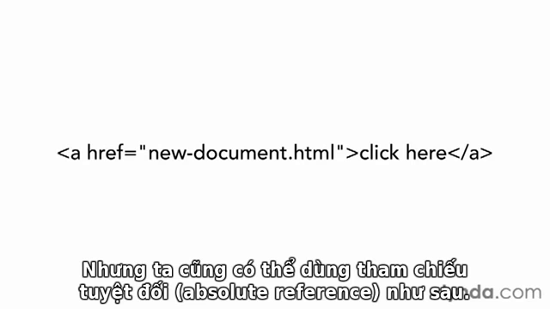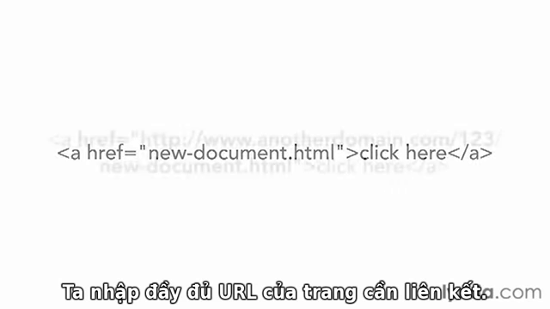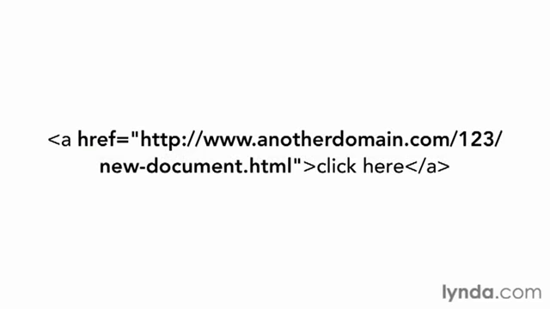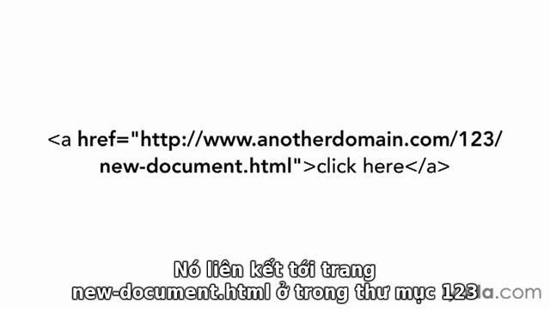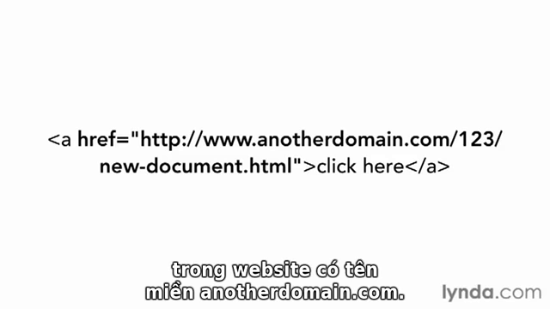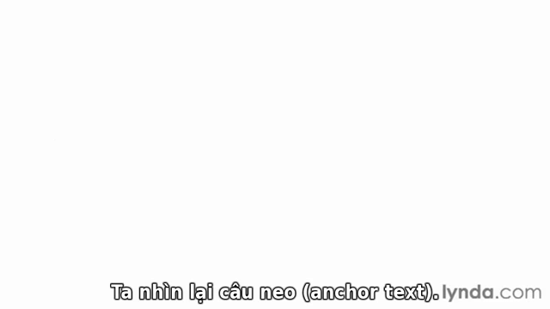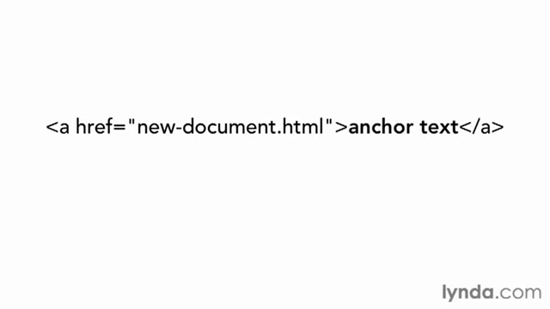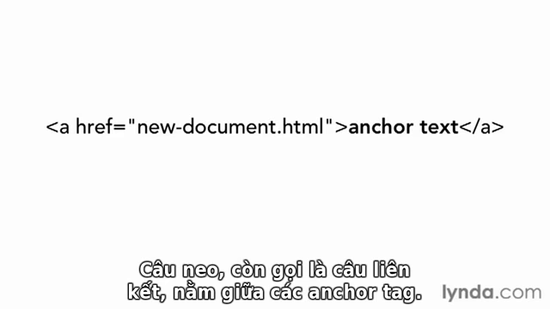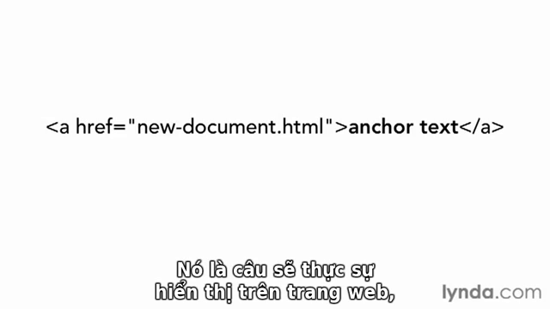But we can also use an absolute reference like this. Now we've included the full URL of the page we're linking to. This links to the new-document.html web page, which is found in a directory called 123 in a website at the domain anotherdomain.com. Now, let's look at the anchor text. The anchor text, also known as the link text, appears between the anchor tags.